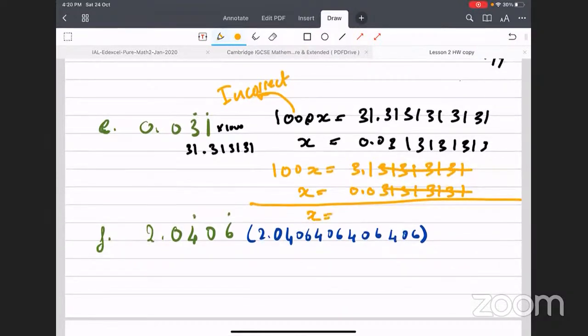So 99x would be equal to 3.1, and so x would be equal to 31/990. Did you get it? Okay, very good.